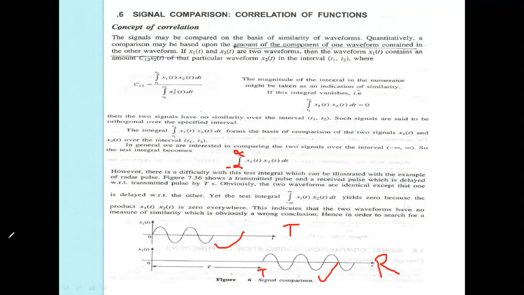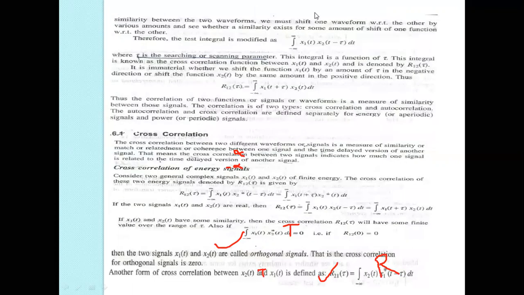Hence, when the integral becomes 0, we can say the signals are orthogonal for the specified interval. Otherwise, we have to search for similarities between the two signals. To find the similarity between the two waveforms, we must shift one waveform with respect to the other by various amounts, and see whether a similarity exists for some amount of shift of one function with respect to the other.